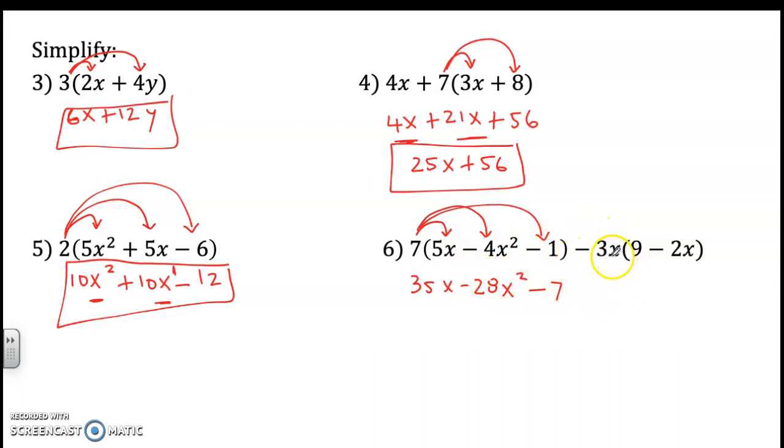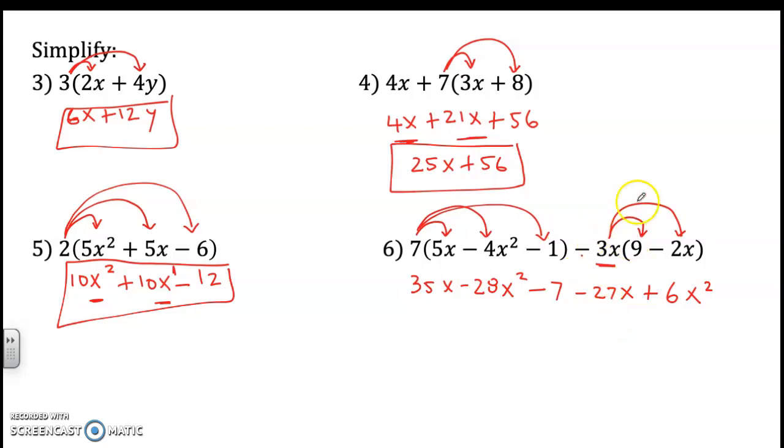Now I have minus 3x that is multiplying in parentheses. So I'm going to take negative 3x and multiply times every single one of them. Negative 3 times positive 9, because the 9 does not have a sign, it means it's positive. Negative 3 times 9 is negative 27. There's only one x, I'll bring down the x. Negative 3x times negative 2x. Negative 3 times negative 2, negative times negative gives me positive. 3 times 2 is 6. X times x, x squared.